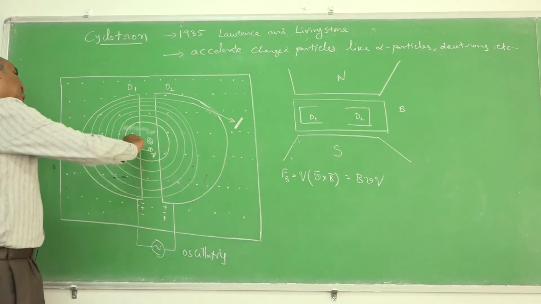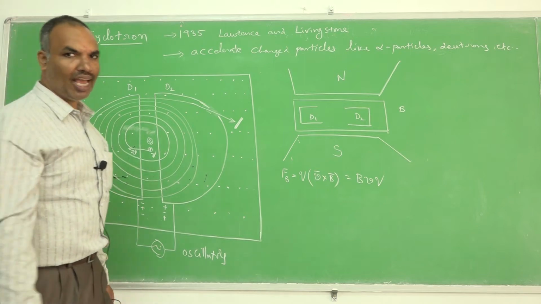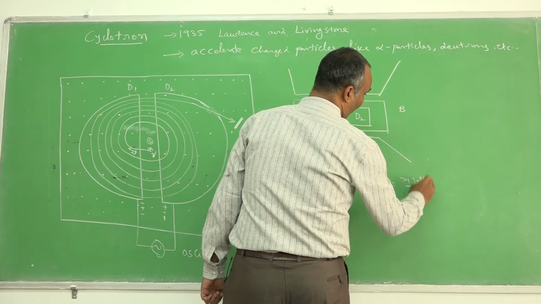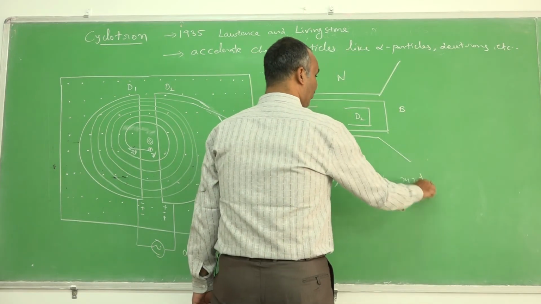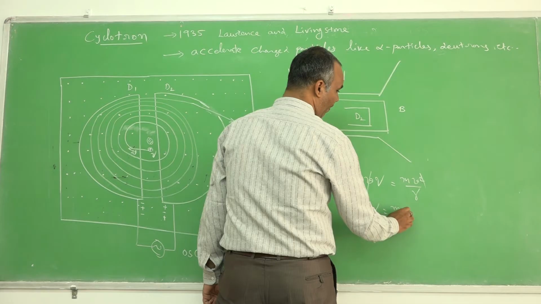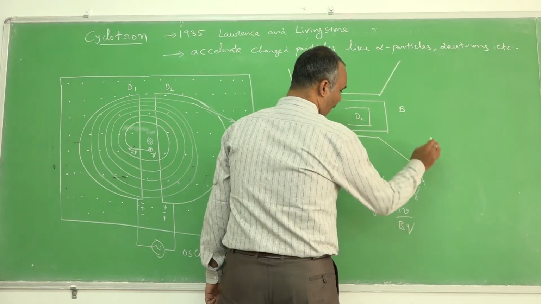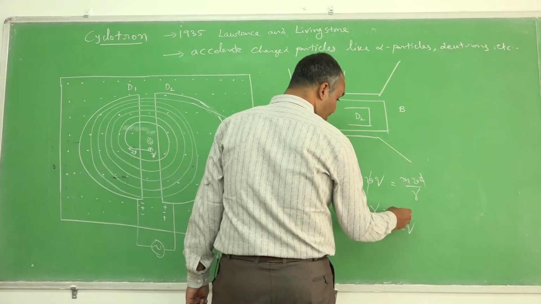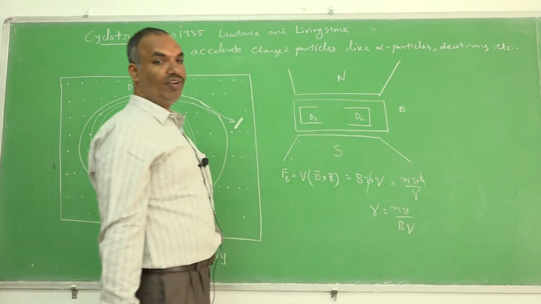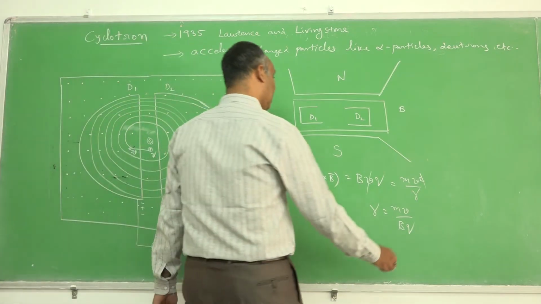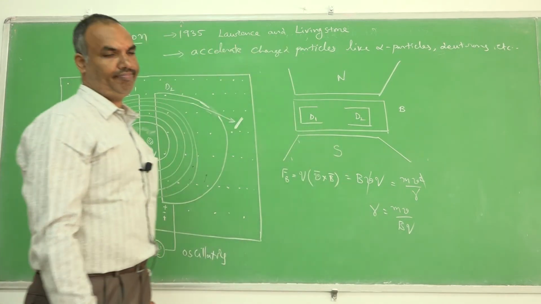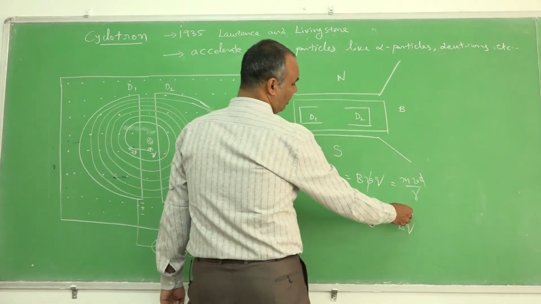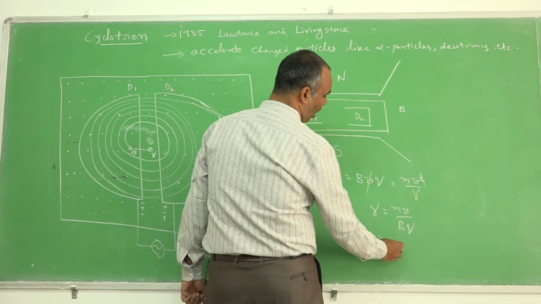This force is making this particle move in a circular path, so it is acting as centripetal force. Hence I can equate it with mv square by r. V and square get cancelled. R is equal to mv by bq. Here m is the mass of the particle which is fixed. B is the strength of the magnetic field which is also fixed. Q is the charge on the particle which is also fixed. The only variable is V. When V increases, R increases. R is proportional to V.